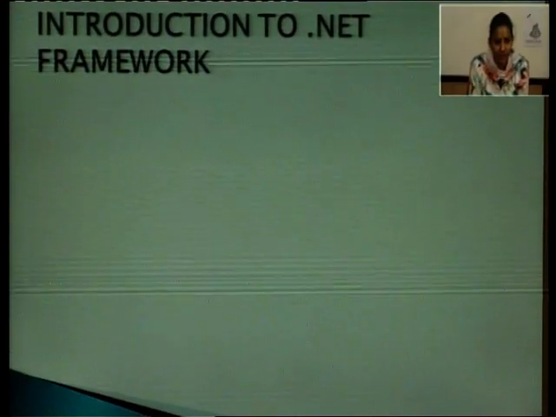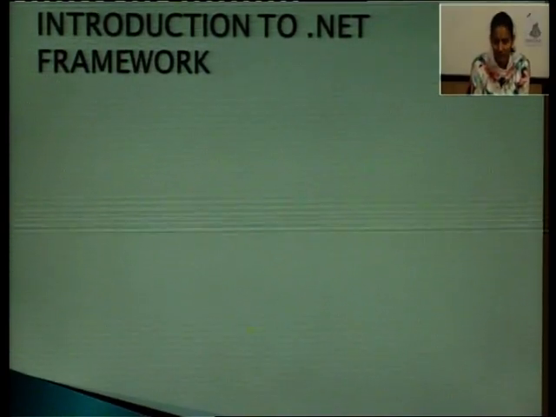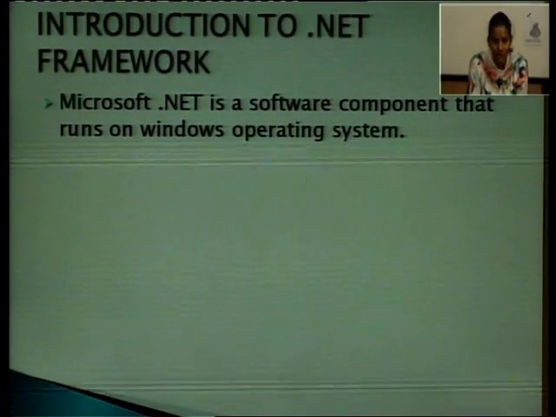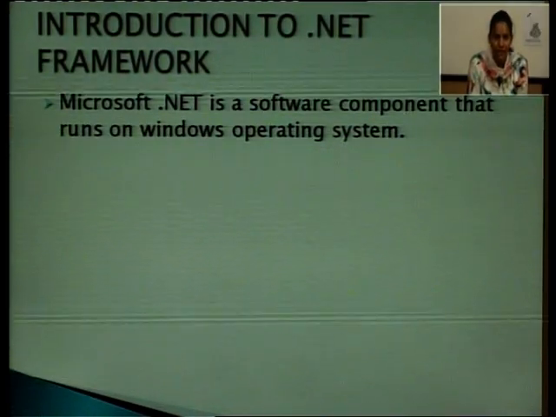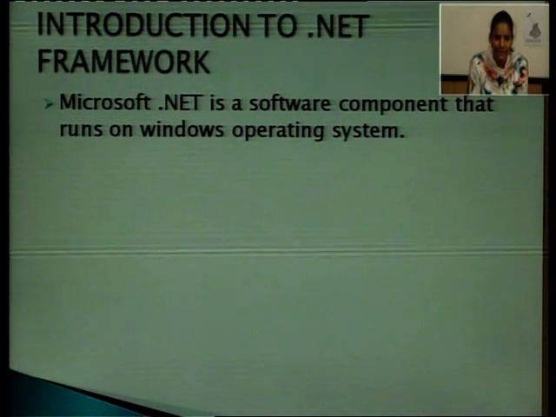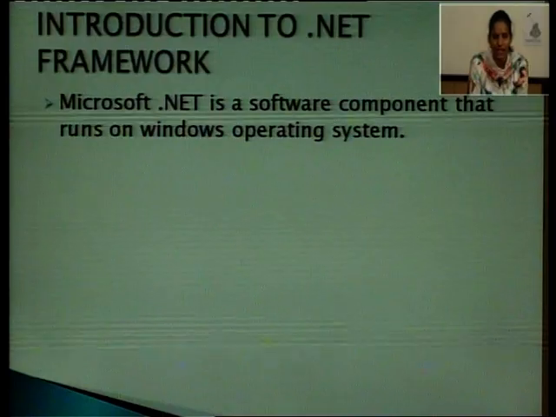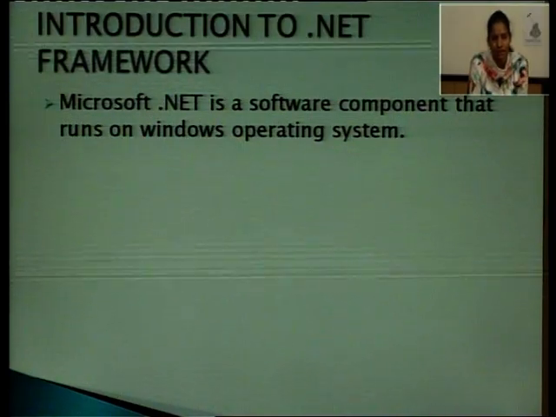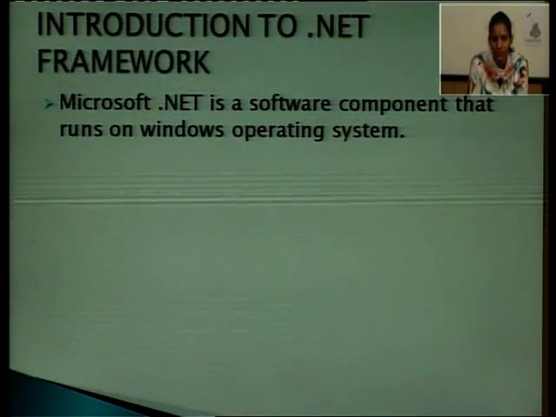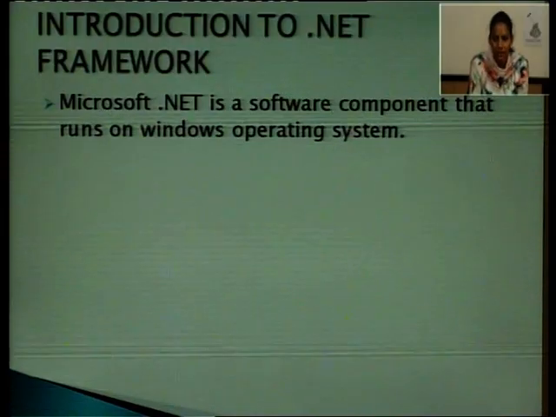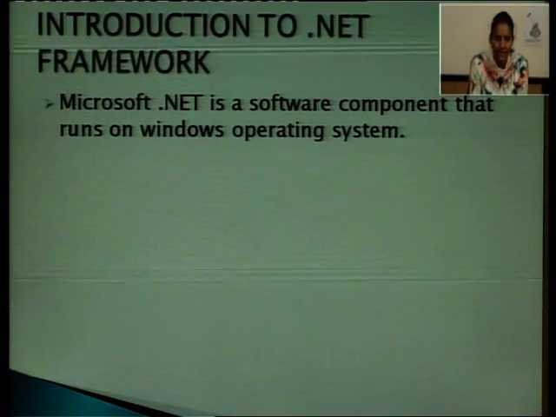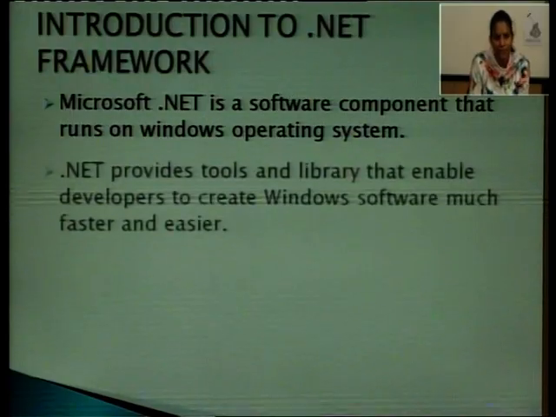Let's come to the introduction to the .NET framework. So what is the .NET framework? Microsoft .NET is a software component that runs on the Windows operating system. We can install the .NET framework only on the Windows operating system, either on Windows 7 or Windows XP, Service Pack 2.